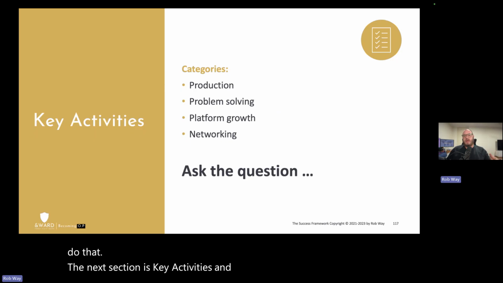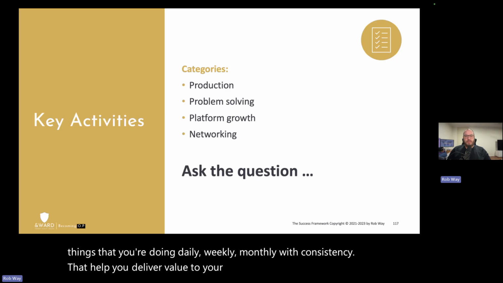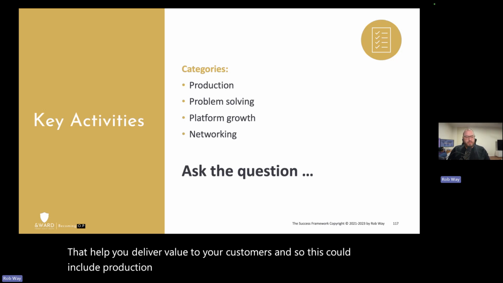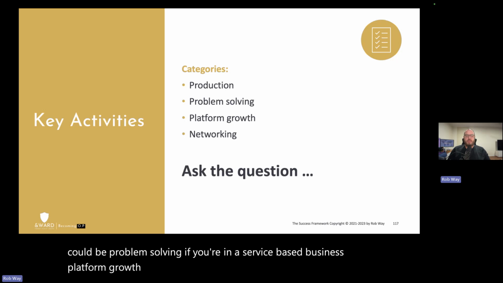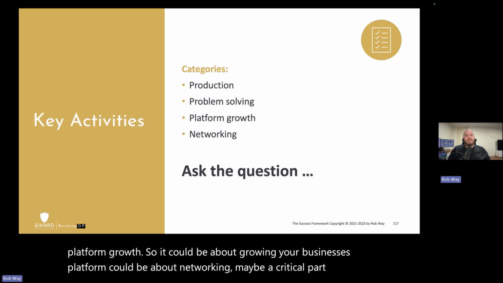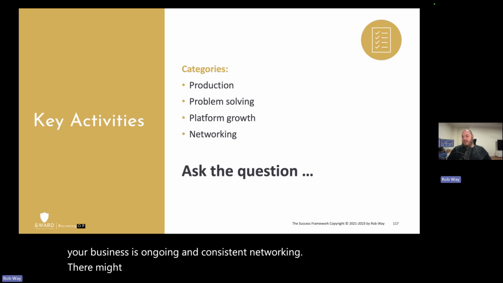And so these are the types of things that you're doing daily, weekly, monthly with consistency that help you deliver value to your customers. And so this could include production. So it could be the production of a product. It could be problem solving if you're in a service-based business, platform growth. So it could be about growing your business's platform. It could be about networking. Maybe a critical part of your business is ongoing and consistent networking. There might be a whole range of others.